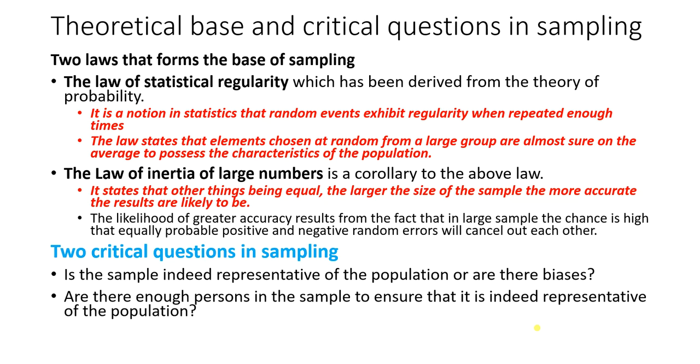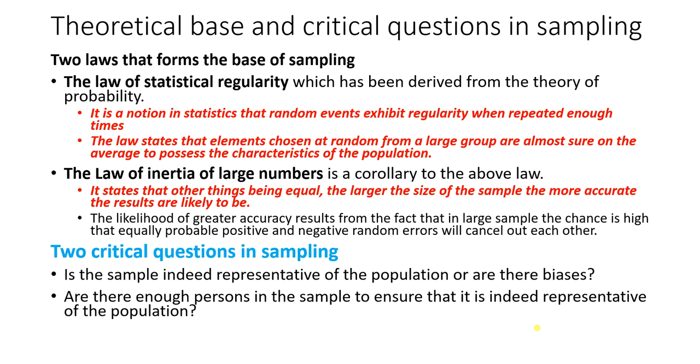And the second critical question is, and this depends on the biases or representativeness, depends on the method used. If we are using a probability sampling design, then it is very likely that we will arrive at a more representative sample. But if we are using non-probability sampling, then it is very likely that we will be suffering from some biases in the sample selection.